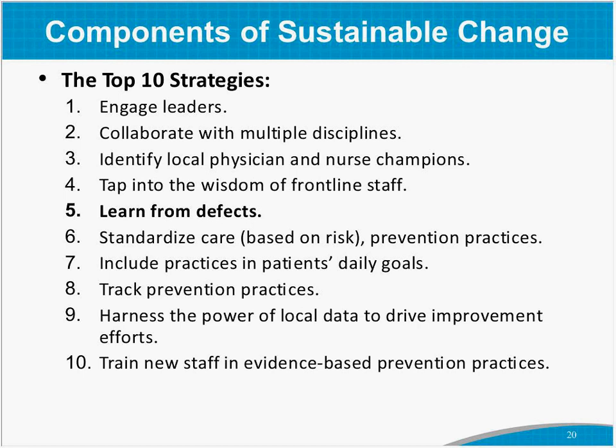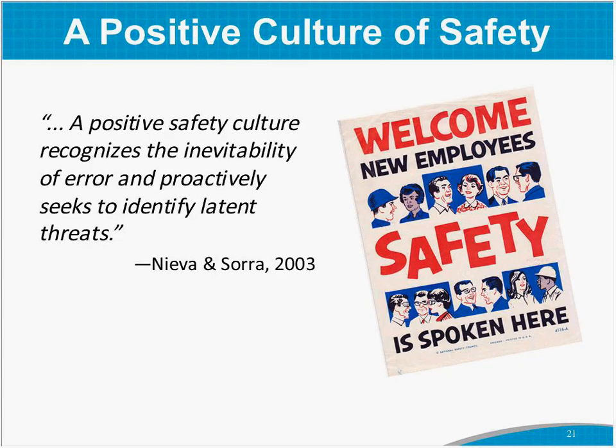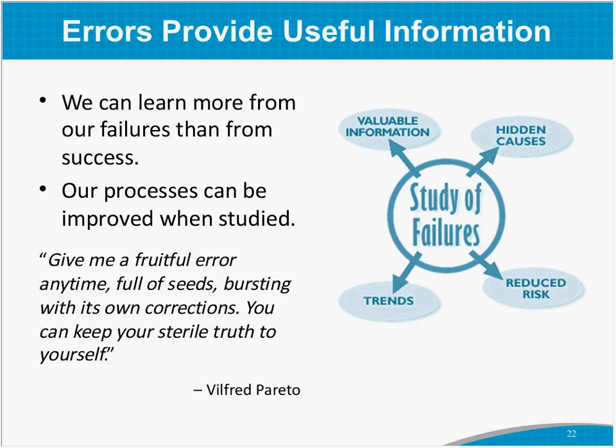So the fifth is to learn from your defects or learn from your errors. When you have a fall or a pressure ulcer, why did it happen? Remember, in talking about high reliability organizations, one of the key components is creating a positive culture of safety. That is recognizing the inevitability of errors and proactively seeking to identify latent threats and then resolve them. We learn a lot more from our errors than from our successes.